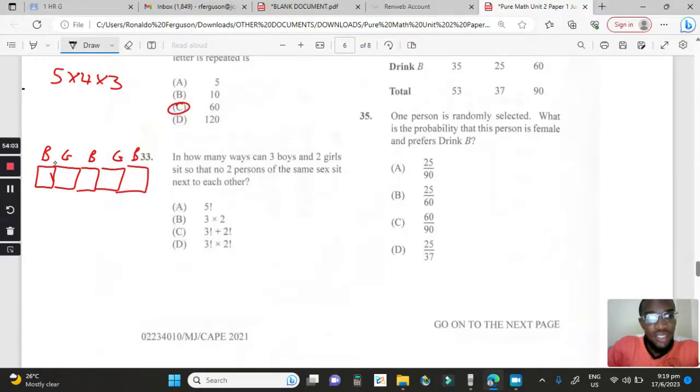Any one of the boys can sit at this end. So that's 3, right? Any one of the girls can sit here, that's 2. Then 2 other boys remain. Any one of those 2 can sit here. Then 1 girl sits there. And the last you just have to take this seat. So in this case, 3 times 2 times 1 is 3 factorial, and then 2 times 1 is 2 factorial. So that's 3 factorial times 2 factorial. That's D.